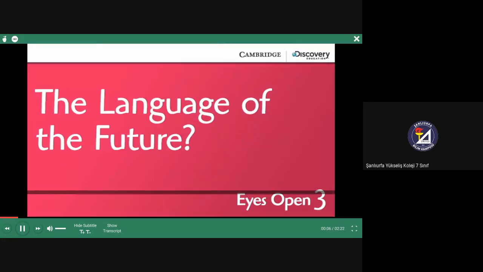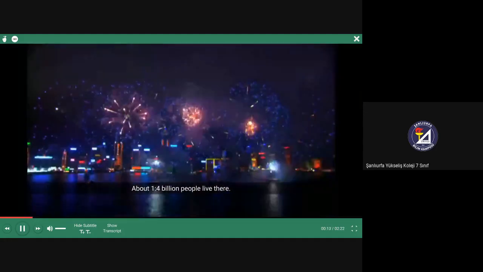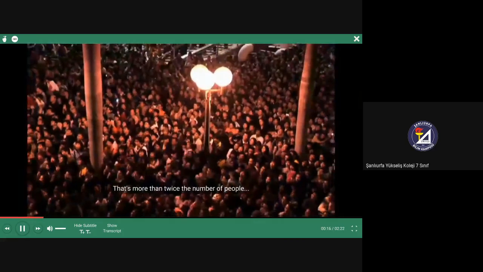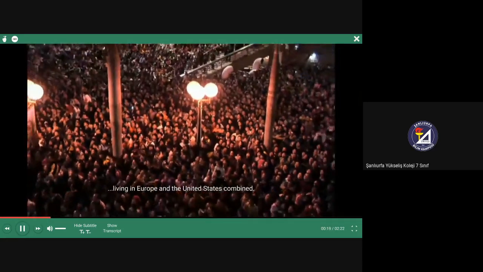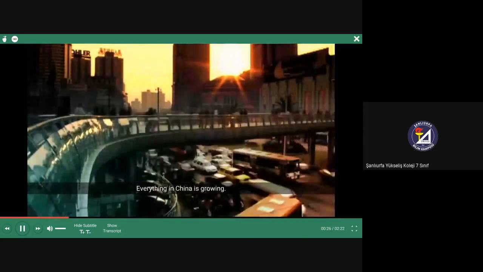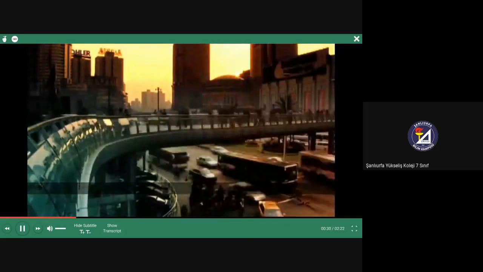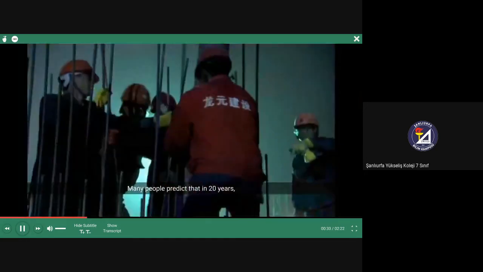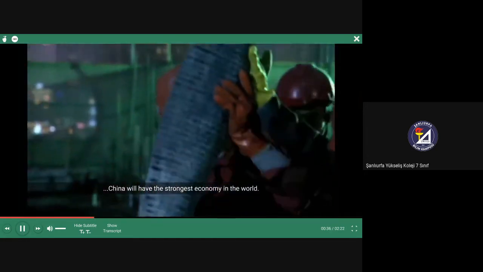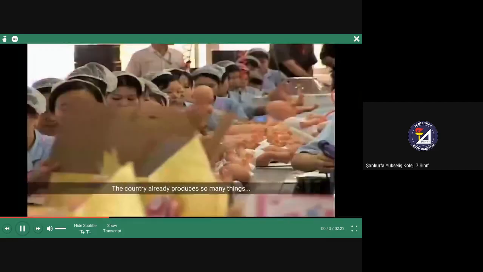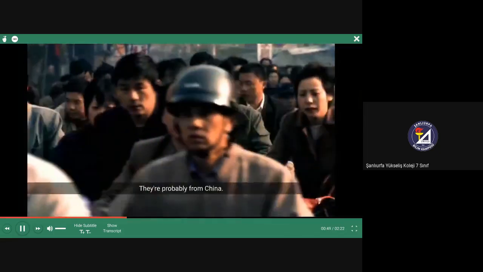The language of the future? China's population is exploding. About 1.4 billion people live there. That's more than twice the number of people living in Europe and the United States combined. Everything in China is growing. Many people predict that in 20 years, China will have the strongest economy in the world. The country already produces so many things. Like the clothes you're wearing, they're probably from China. And your mobile phone too.